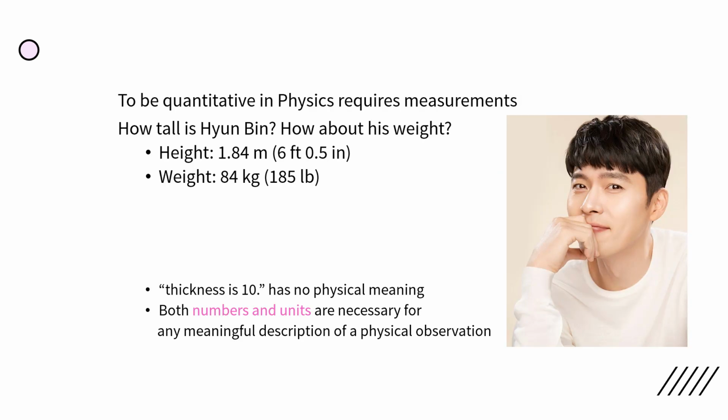Now, in order to describe natural phenomena, one must make measurement. So, for example, if you want to know the height and weight of a certain person, then we have to measure the height and the weight and compare it with respect to a standard. So, a measurement involves a number and a unit. When we say the thickness of this book is 10, then it has no physical meaning. So both numbers and units are necessary for any meaningful description of a physical observation.